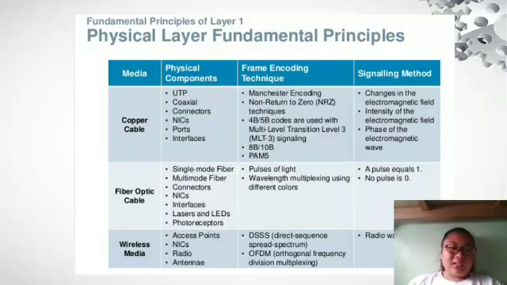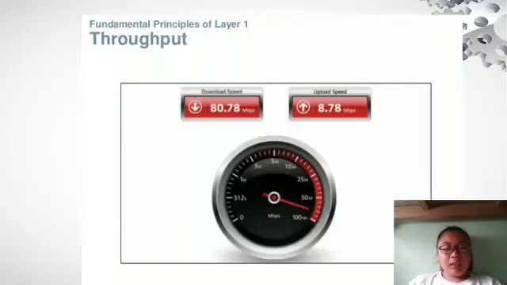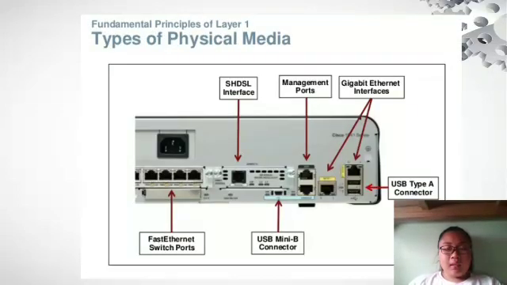Wireless media, its physical components are access points, NICs, radio, and antenna. The frame encoding techniques are DSSS, or direct sequence spread spectrum, and OFDM, or orthogonal frequency division multiplexing, and the signaling method is radio waves. This picture shows the throughput, and this one shows the types of physical media.